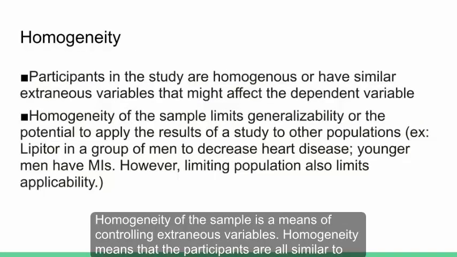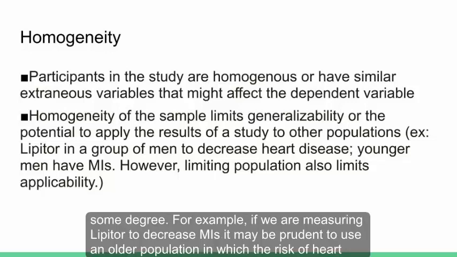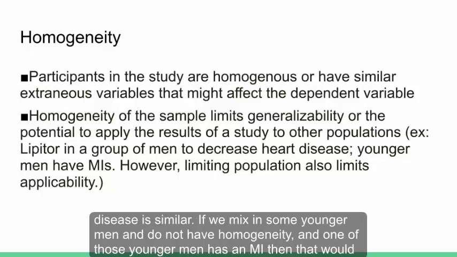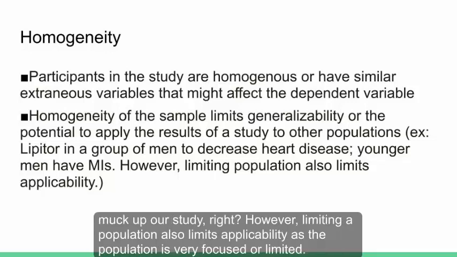Homogeneity of the sample is a means of controlling extraneous variables. Homogeneity means that the participants are all similar to some degree. For example, if we are measuring Lipitor to decrease MIs, it may be prudent to use an older population in which the risk of heart disease is similar. If we mix in some younger men and do not have homogeneity, and one of those younger men has an MI, then that would muck up our study, right? However, limiting a population also limits applicability as the population is very focused or limited.